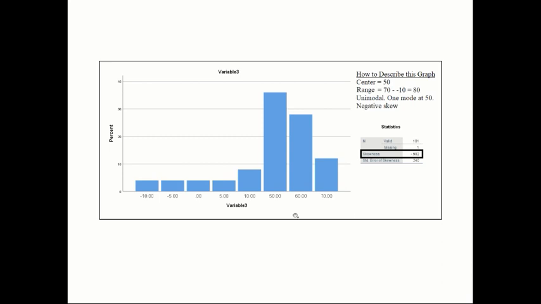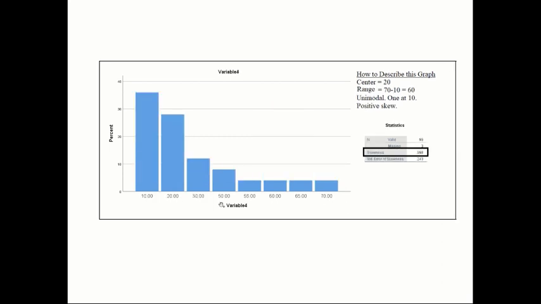In this graph, the center is 50, which is the median. The range is 70, the largest value, minus negative 10, the smallest value, which equals 80. The graph is unimodal with one mode at 50. And in this graph, there is a negative skew as the left side of the graph extends much further than the right side of the graph. And the skewness value from SPSS is negative 0.982, which indicates there's a negative skew to this graph.